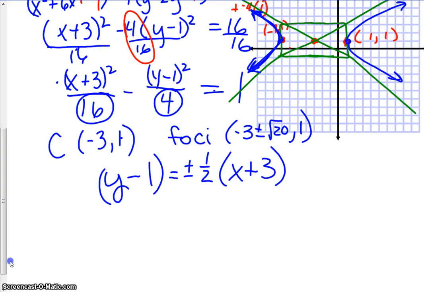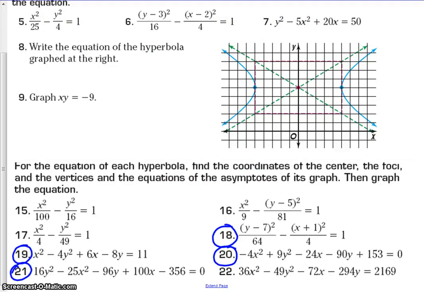Good luck. If you are in my hybrid class, I want you to do problems 18, 19, 20, and 21. You might want to pause it now so you can draw or write down all of these problems. You could do this with or without graph paper. That's up to you. But if you're in the hybrid, I want you to do 18 through 21.